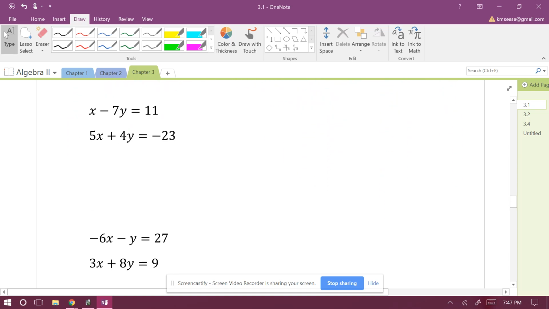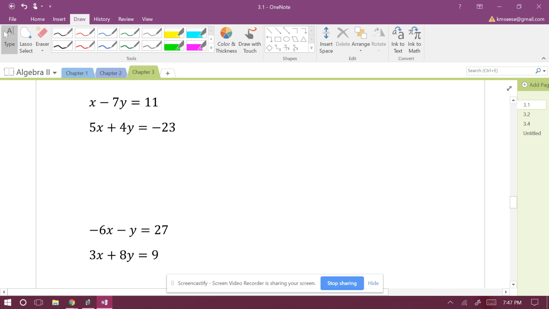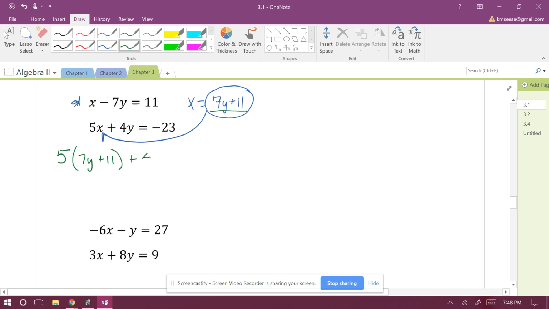All right, so let's try another example here. x minus 7y equals 11, and 5x plus 4y equals negative 20. So when I look at this, I see right here, I'm just going to solve this equation for x. So this is x equals 7y plus 11. And I'm now going to take that 7y plus 11 and plug it into the other equation. So now I have 5 times 7y plus 11 plus 4y gives me negative 20.